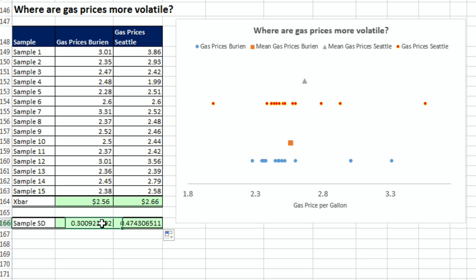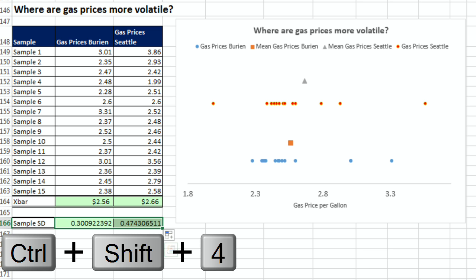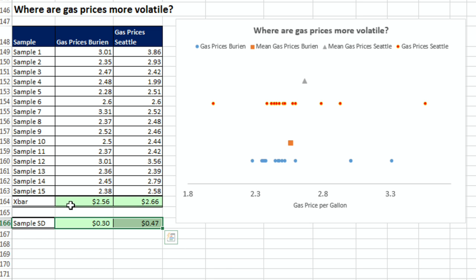Ooh, this one's 47. I'm going to add some number formatting. Control-Shift-4 for currency. So here we have a mean with a standard deviation. Average gas price in Burien is $2.56 with a sample standard deviation of 30 cents. $2.66 for Seattle with a standard deviation of 47 pennies for Seattle. Clearly, there is less volatility in Burien, more volatility from our sample data in Seattle.